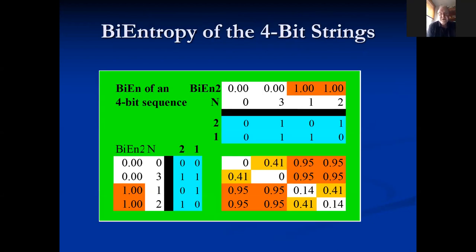So here's the bi-entropy of the 4-bit strings expressed graphically. In the bottom right-hand corner of the diagram, you can see the 4x4 matrix of each of the 16 numbers between 0 and 15. And you can see half of them have a bi-entropy of 0.95. You can see a diagonal where the bi-entropy is low, either 0 or 0.14, and two cross diagonals where there's a mid-ranging bi-entropy.